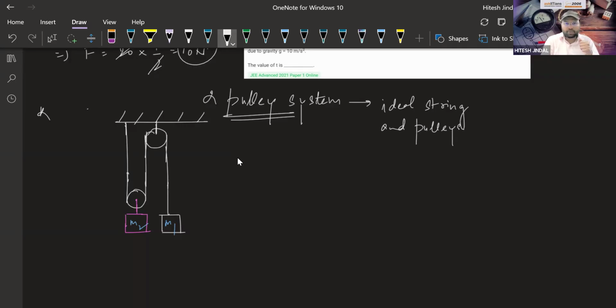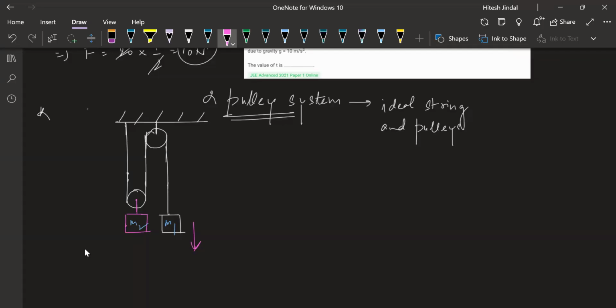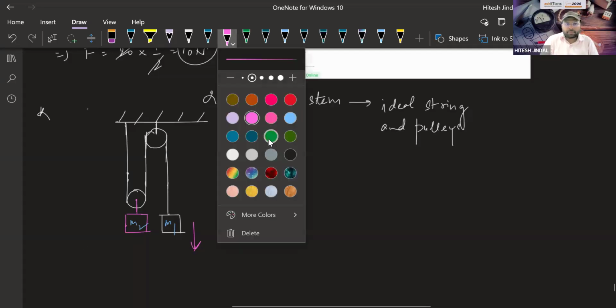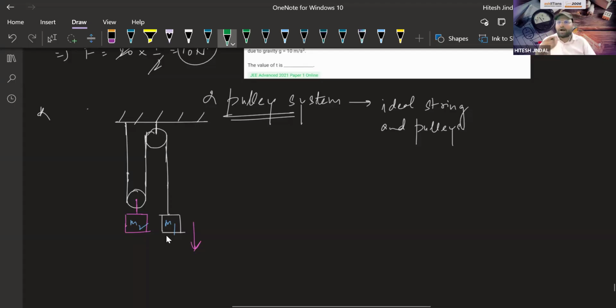Okay, now let me tell you one thing. Let's say this M1 is coming down. Do you think this M2 can also come down? Can both of the blocks come down at the same time? Is it possible? No, sir. It is not possible. Why? Let's say you just imagine both of the blocks coming down. So this has come down, and this has come somewhat here. This has also come down, so this has come somewhat here, right?